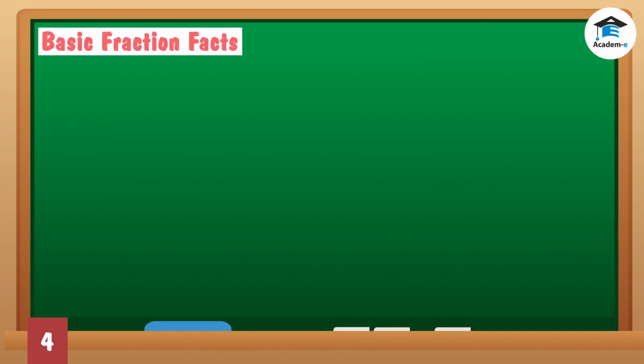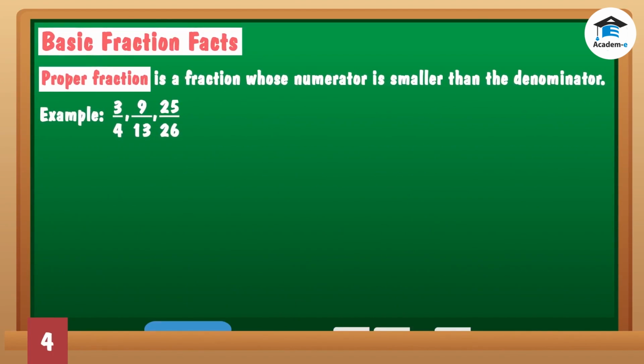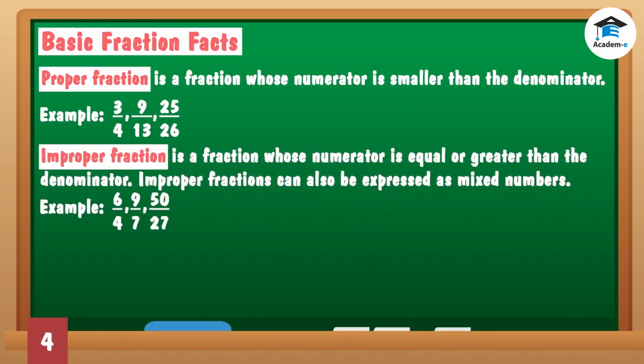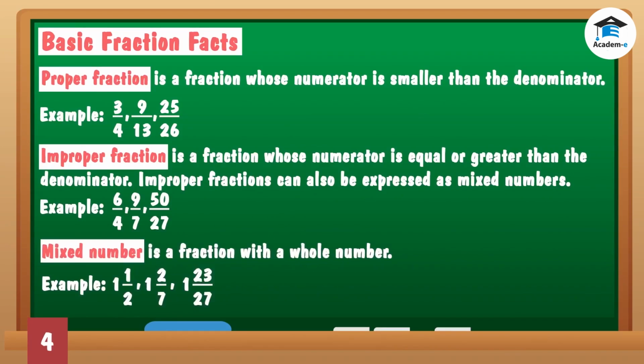Basic fraction facts. A proper fraction is a fraction whose numerator is smaller than the denominator. An improper fraction is a fraction whose numerator is equal to or greater than the denominator. Improper fractions can also be expressed as mixed numbers. A mixed number is a fraction with a whole number.